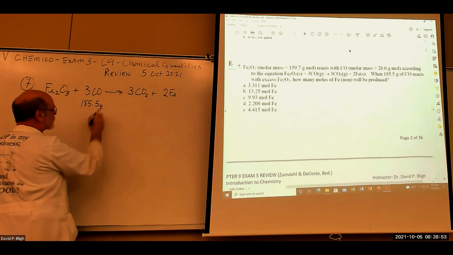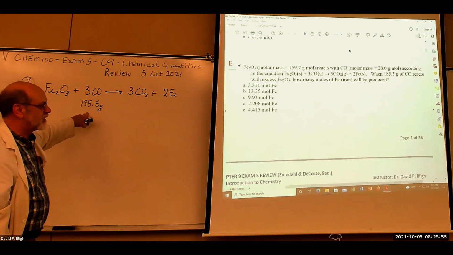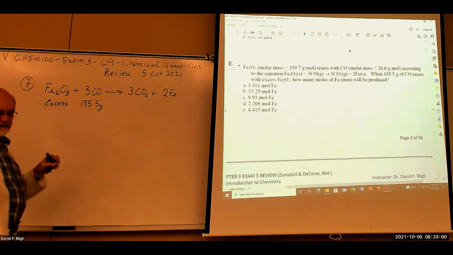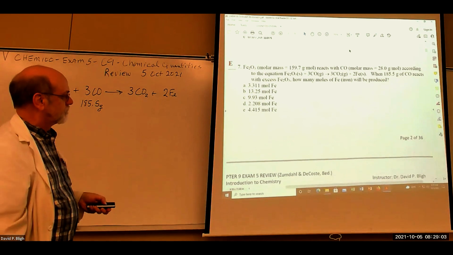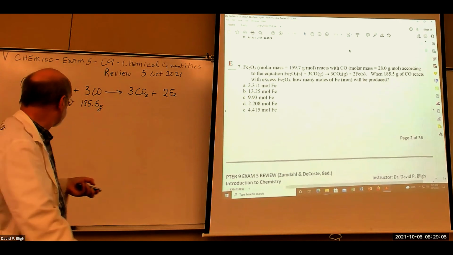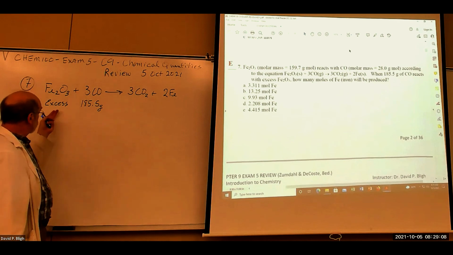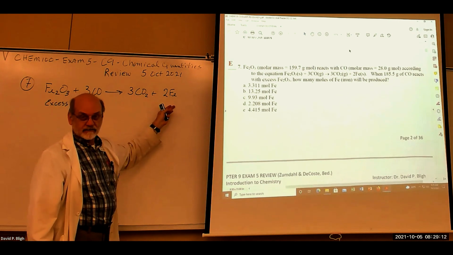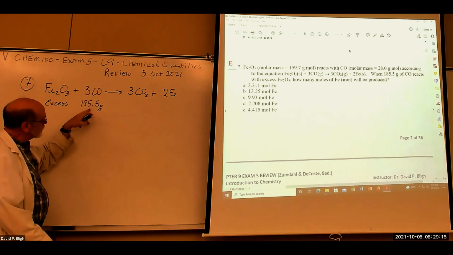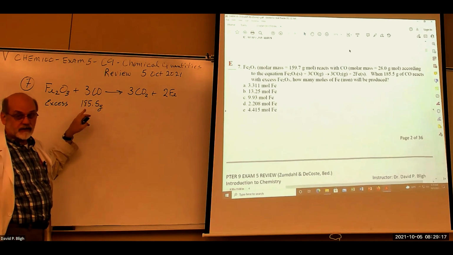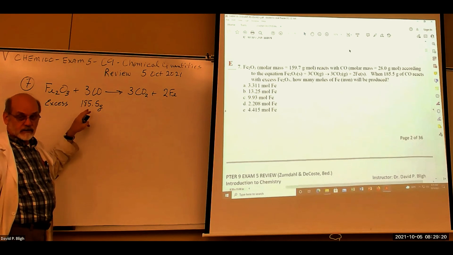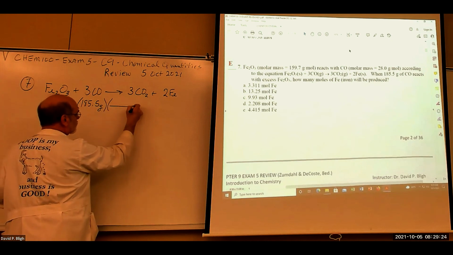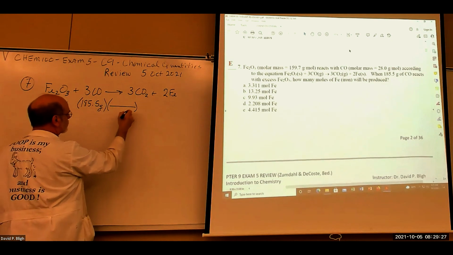185.5 grams of carbon monoxide react with excess Fe2O3. How many moles of iron will be produced? All right, we know that if this is excess, then all of this is going to yield that. So what we have to do is convert this to moles, because we can't go anywhere in this equation without moles. Grams won't do it.